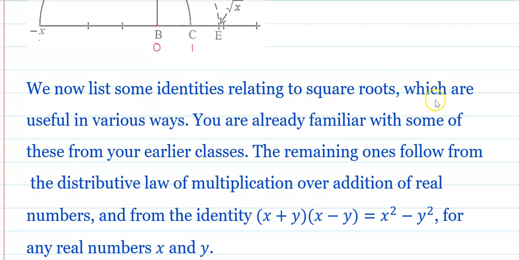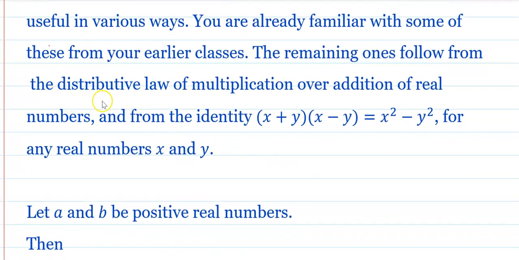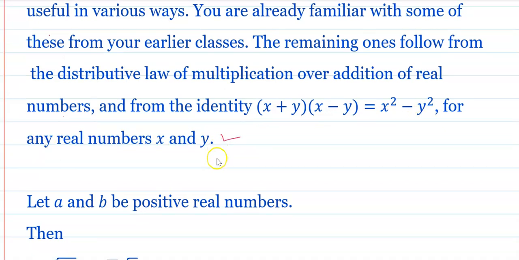Which are useful in various ways. You are already familiar with some of these from your earlier classes. The remaining ones follow from the distributive law of multiplication over the addition of real numbers, and from the identity x plus y into x minus y. Then here you will get x square minus y square for any real numbers x, y.